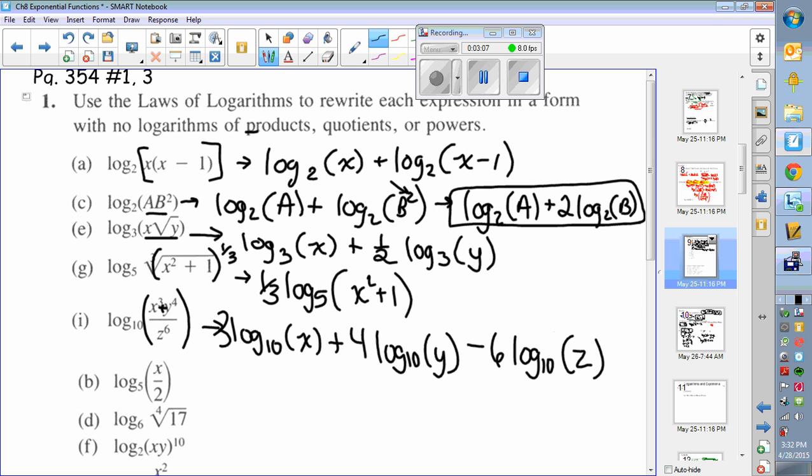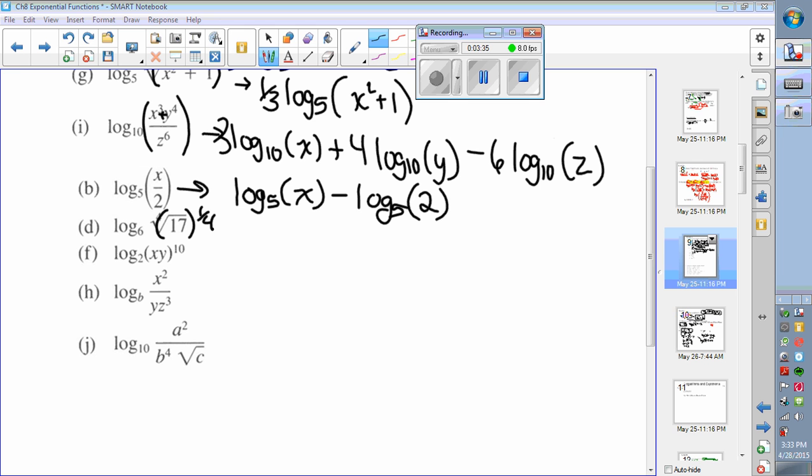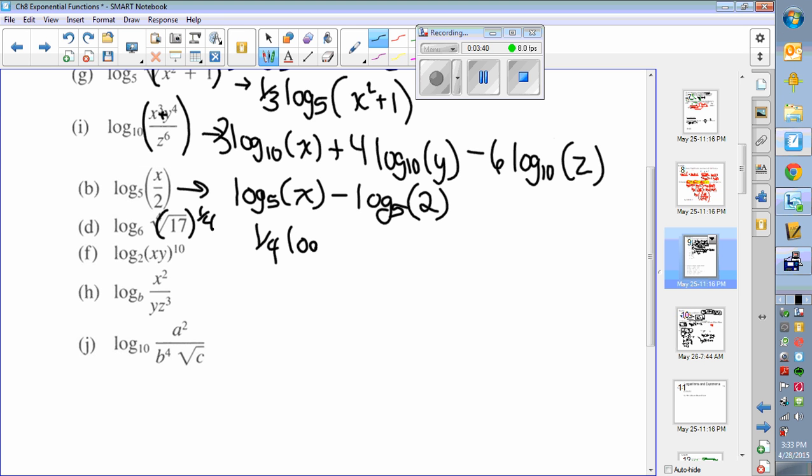Okay, so putting all of those together, doing some more of these. Here we have a quotient, so this would be log to base 5 of x, subtract log to base 5 of 2. Okay, so here that 17 is to the 1/4 power. And so you're going to write that as 1/4 log to base 6 of 17.